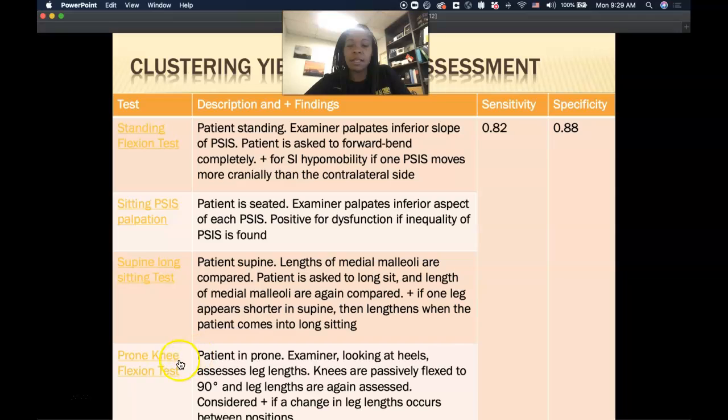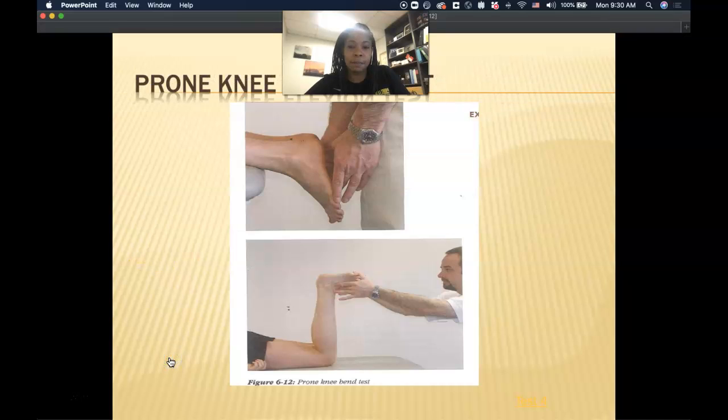And then last but not least is the prone knee flexion test. So as the name implies, that patient's going to be on their stomach or in a prone position with the knees flexed. And so then the knees are passively flexed to 90 degrees. And we're looking at kind of leg length. So let's take a look at that image, right?